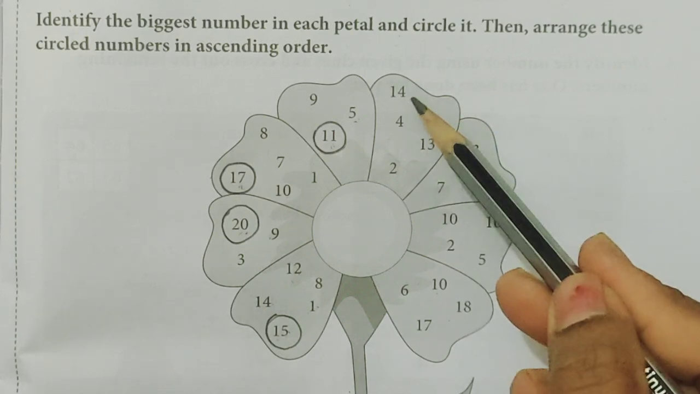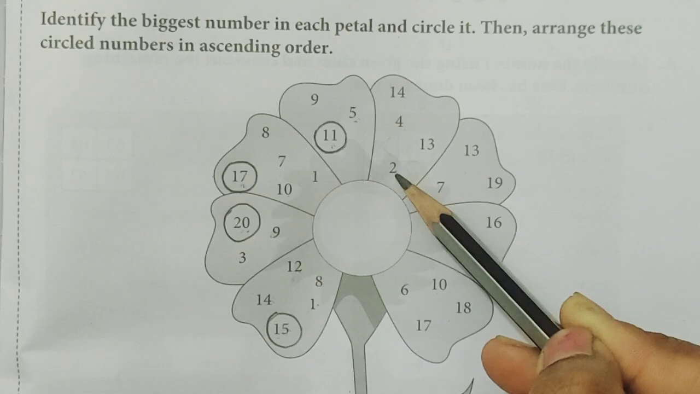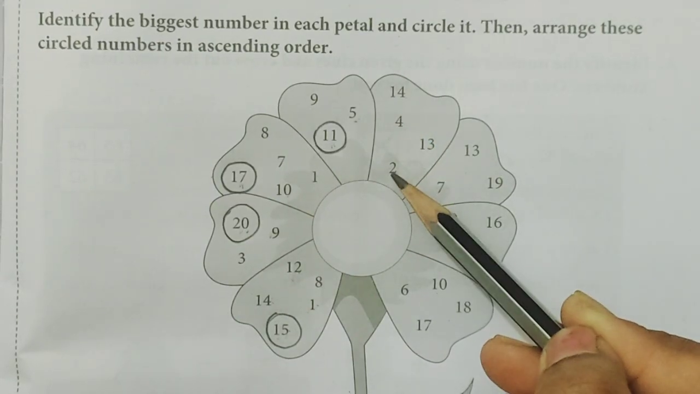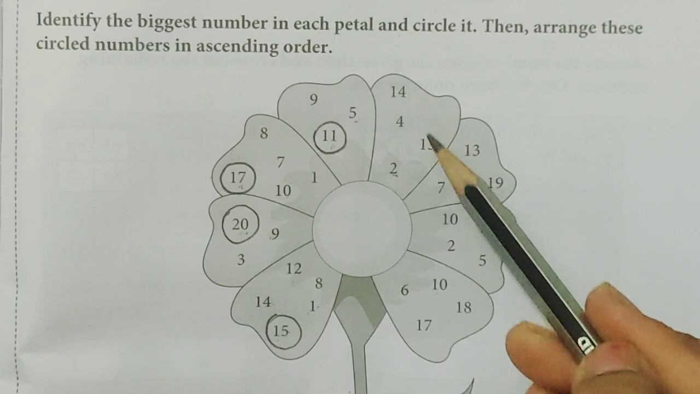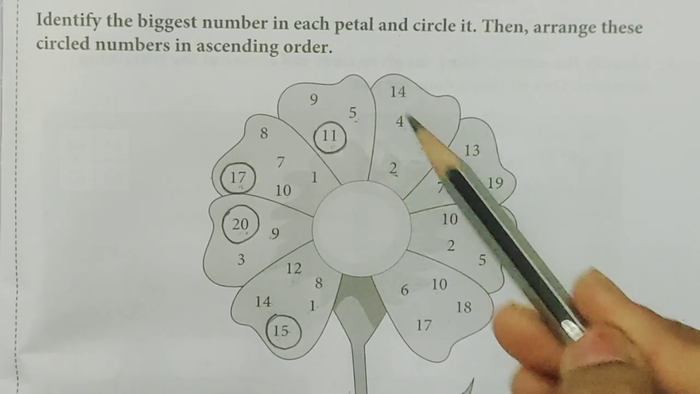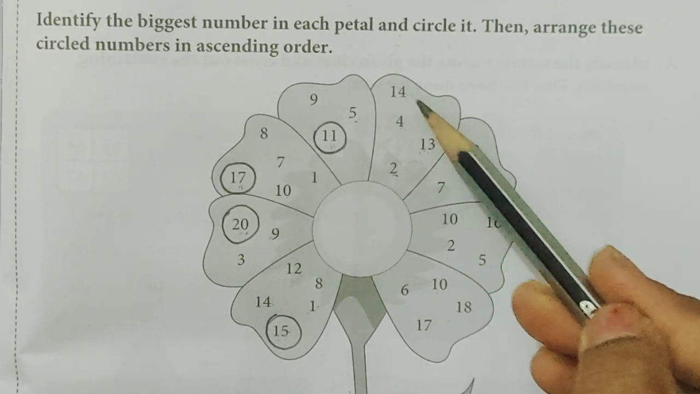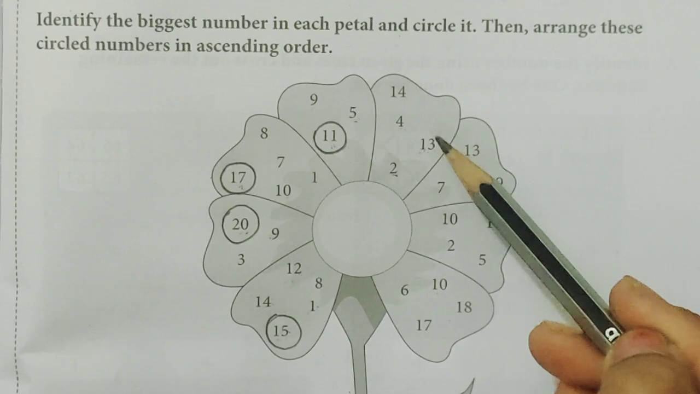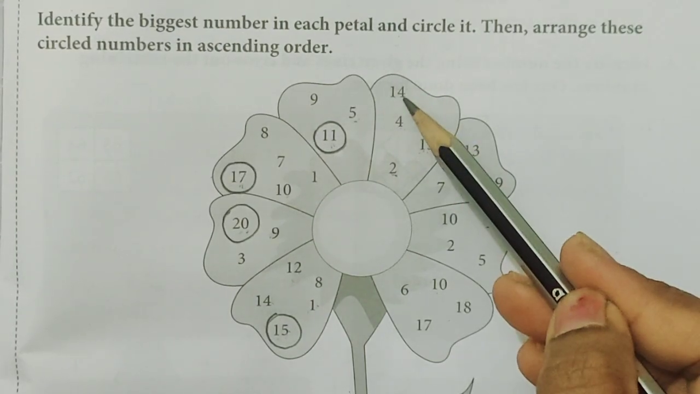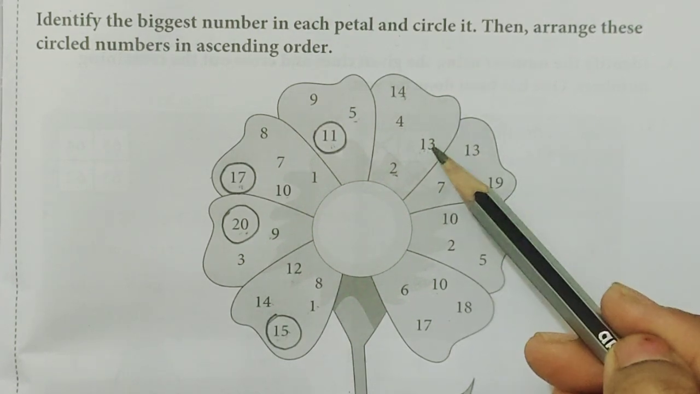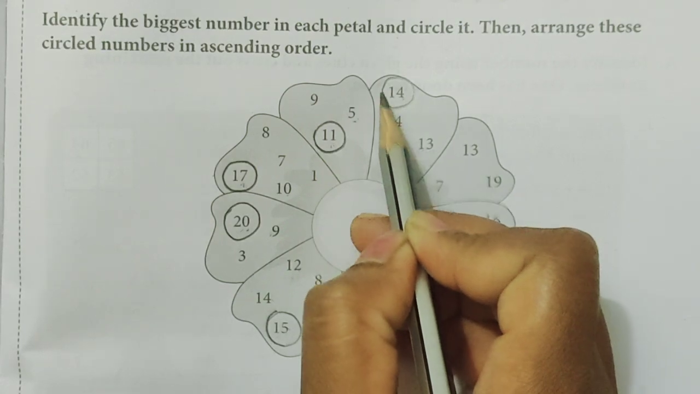And now next, see 14, 4, 13, 2. You have to identify the biggest number. Therefore 4 and 2 are 1-digit numbers. These are smaller as compared to 14 and 13. Now compare the remaining 14 and 13. 1, 1, both are the same at the tens place. Now see, which digits are at the ones place? 4 and 3. In 4 and 3, which one is greater? 4. That means 14 is the biggest number.